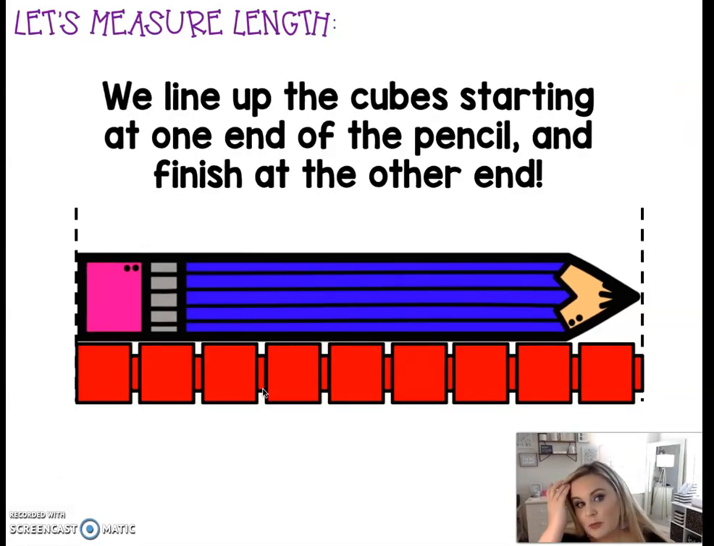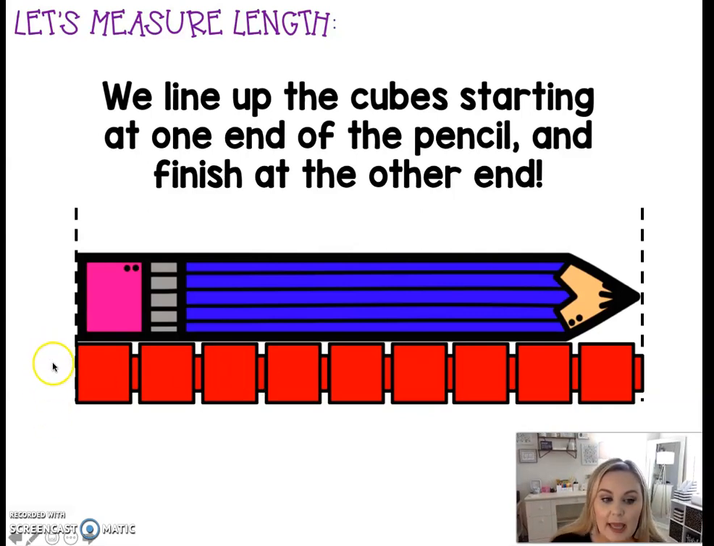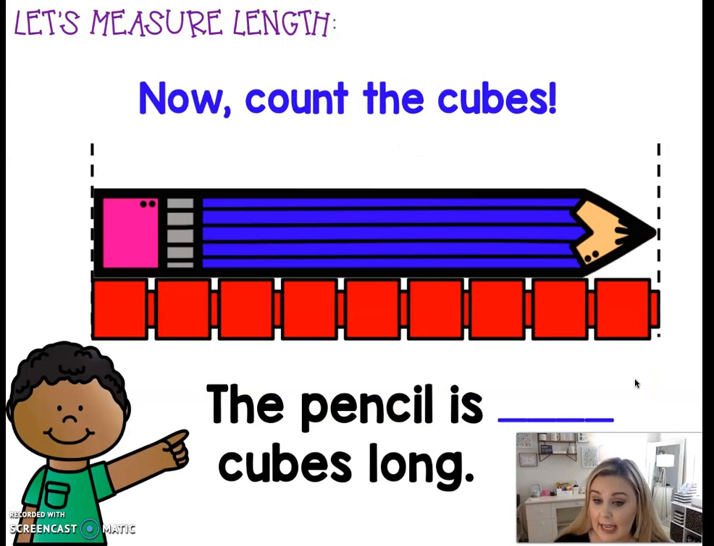We line up the cubes starting at one end of the pencil and finish on the other end. So again, I always like to go from left to right. So we started right here on the left and we lined them up going this way all the way to the tip of the pencil. Now, count the cubes. Go ahead and count them for me. The pencil is how many cubes long? Go ahead and say your answer.